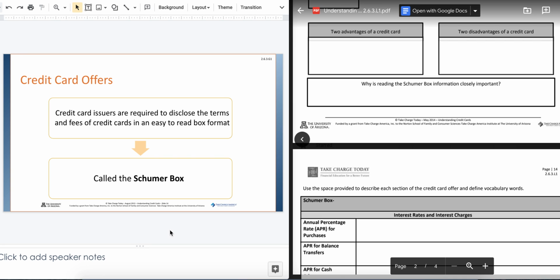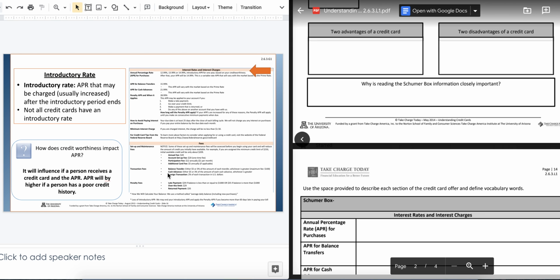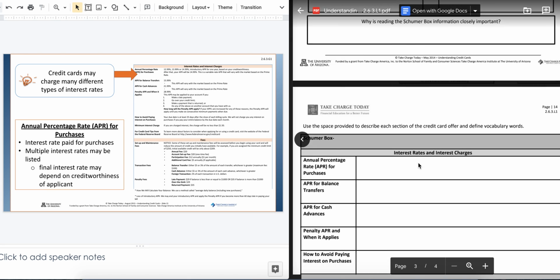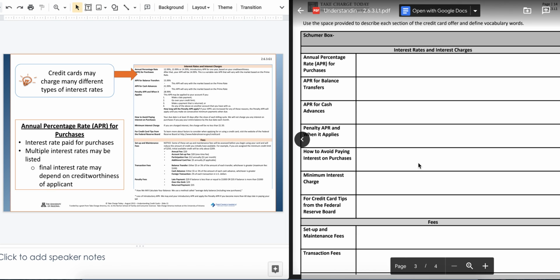Alrighty, and then whenever we're looking at credit card offers, we have what we call a Schumer box. And a Schumer box is going to be an informational piece that discloses the terms for this contract. It's put into this box because it's an easier way to see all of the information. And we're going to break down what these are so we see why it's important, because we'll know some of the details in our contract. And we're going to go through each of these lines individually for the Schumer box.